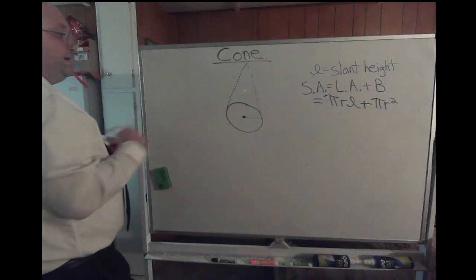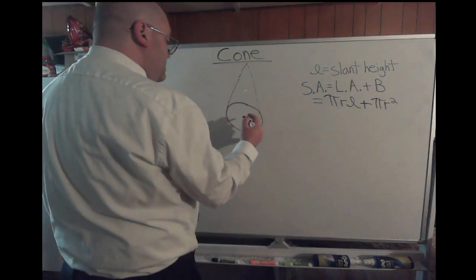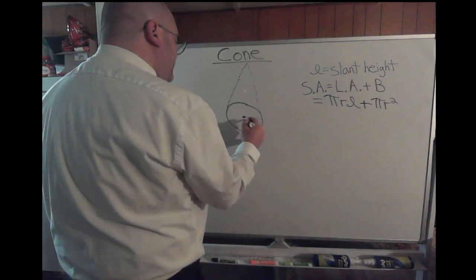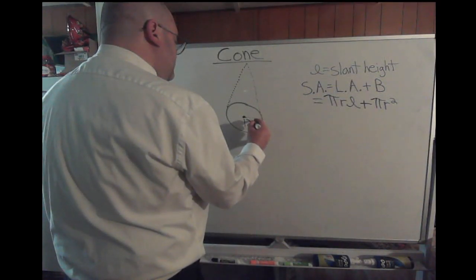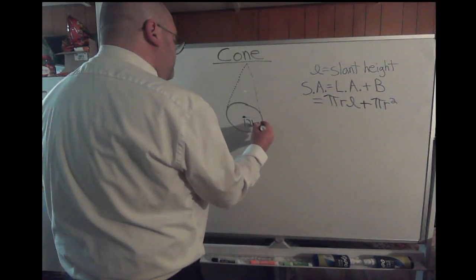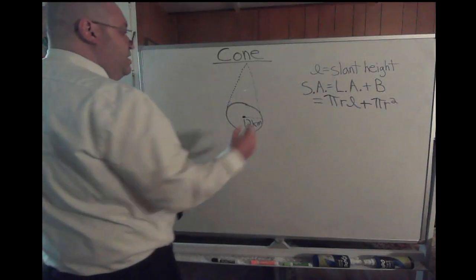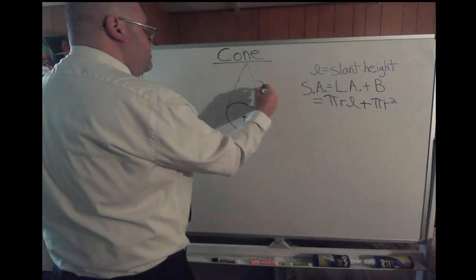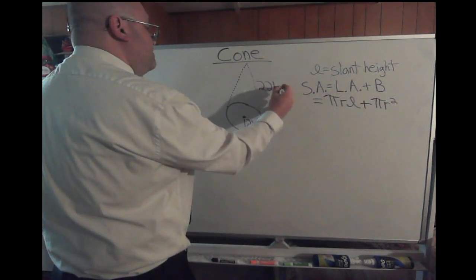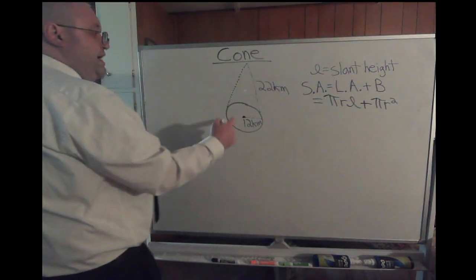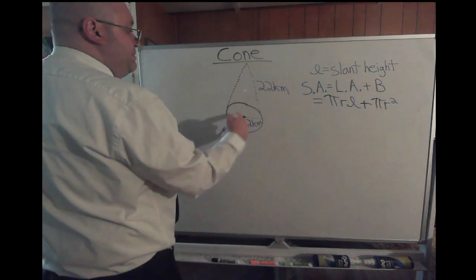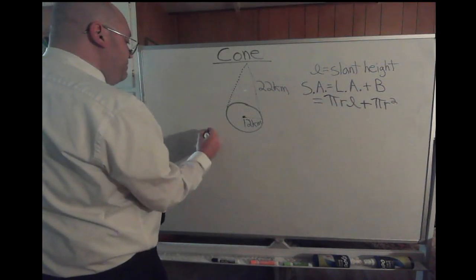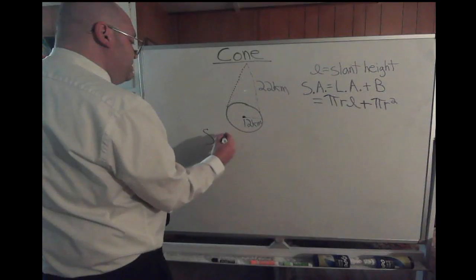Alright, let's take the radius, we'll make that 12 kilometers. We'll make the slant height 22 kilometers. So I've got a radius of the circle being 12 kilometers, and the slant height being 22 kilometers. I want to find the surface area.